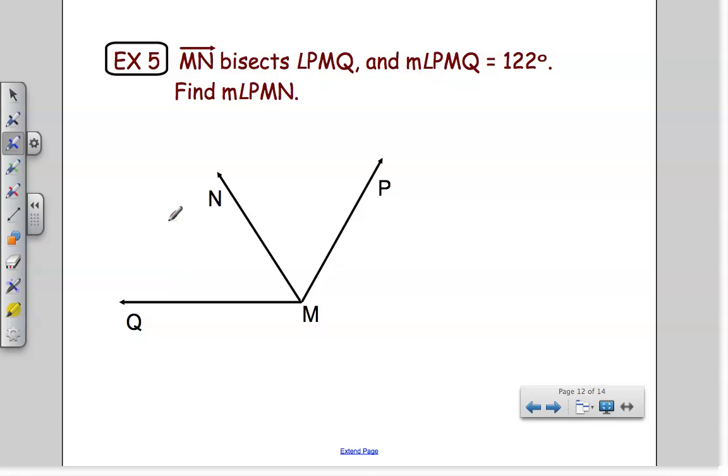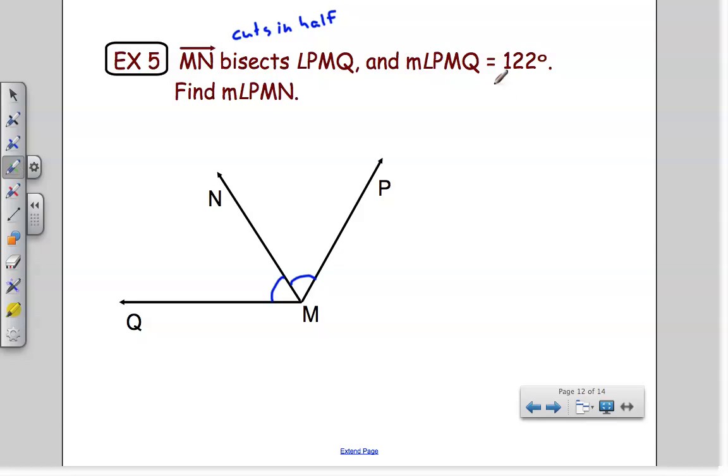So example of this, if ray, I know it's a ray because it has just the one arrow, if ray MN cuts in half. Ray MN cut in half angle PMQ. So this ray cut angle PMQ in half. What does that mean? That means I have two congruent angles. That means this angle here is congruent to, so I'll put the same number of arcs, this angle here.